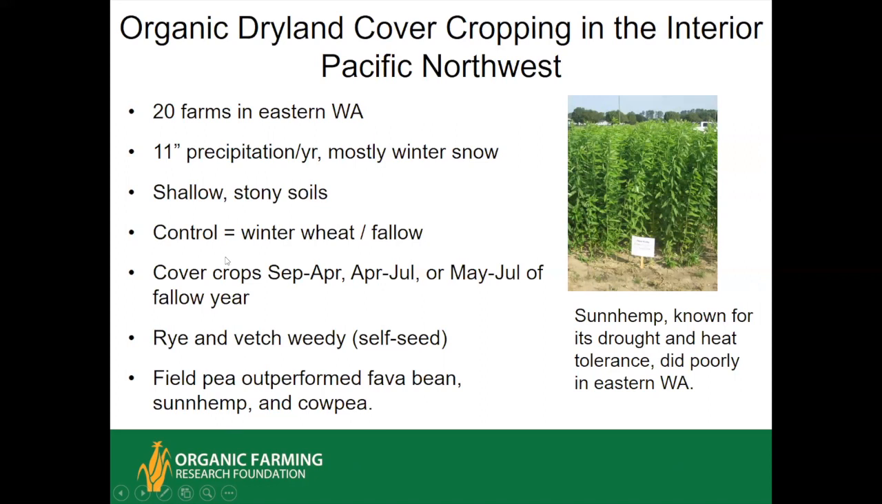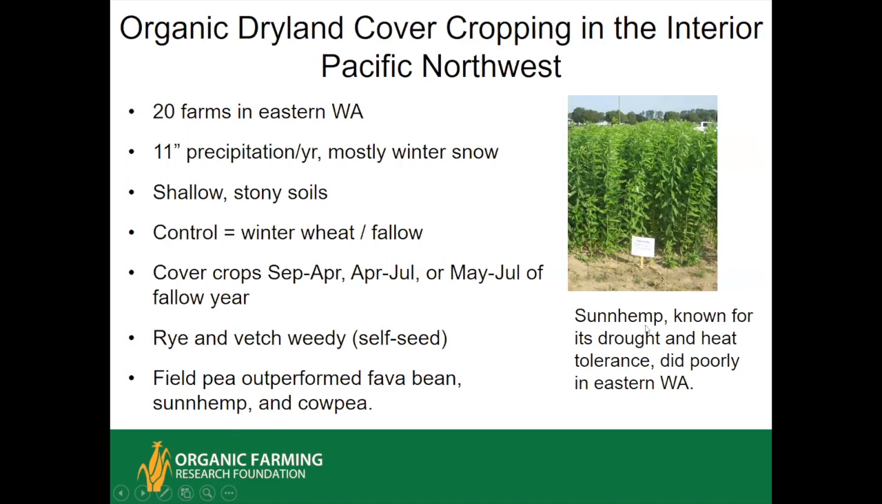So their control treatment was the winter wheat fallow, and they tried various cover crop regimes. This time, planting in the fall and terminating in the spring, like what was recommended in Montana, planting early spring and going up to July, or planting late spring and going into July of the fallow year. Very interesting findings because of this peculiar pattern. It is kind of a Mediterranean climate, except it's all snow in the winter and a very limited amount of moisture.